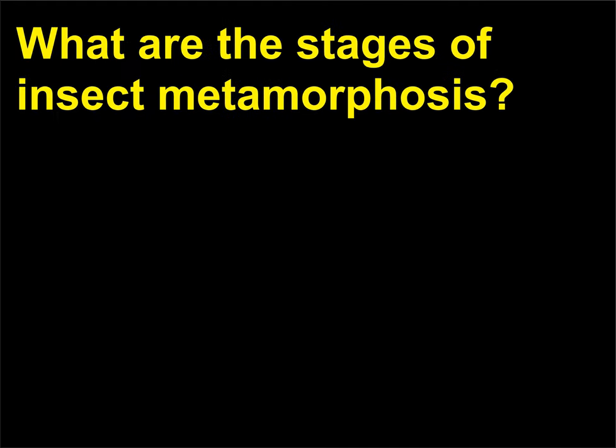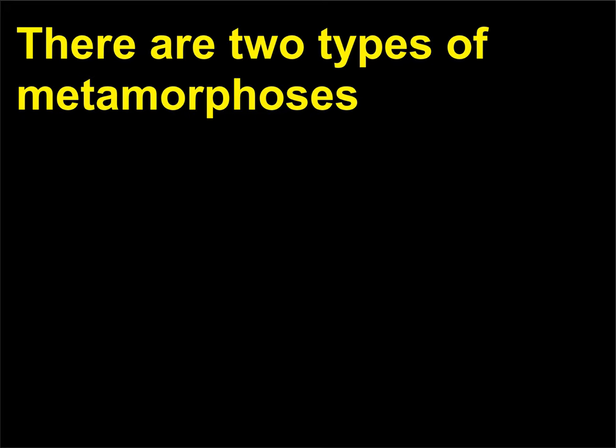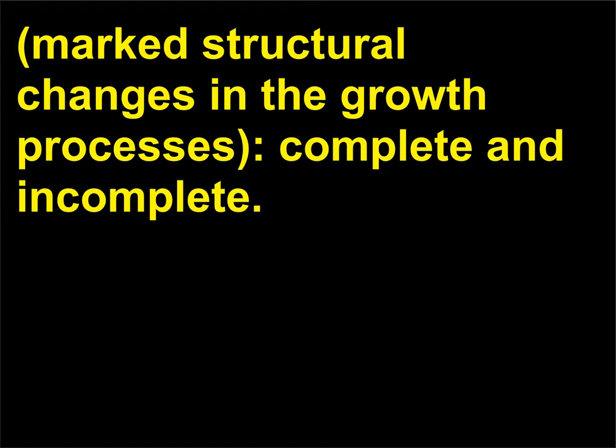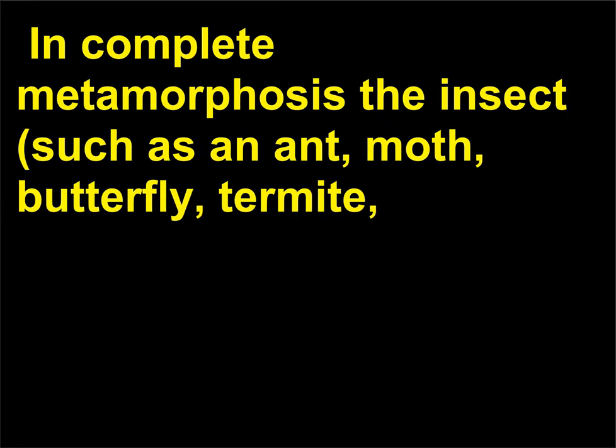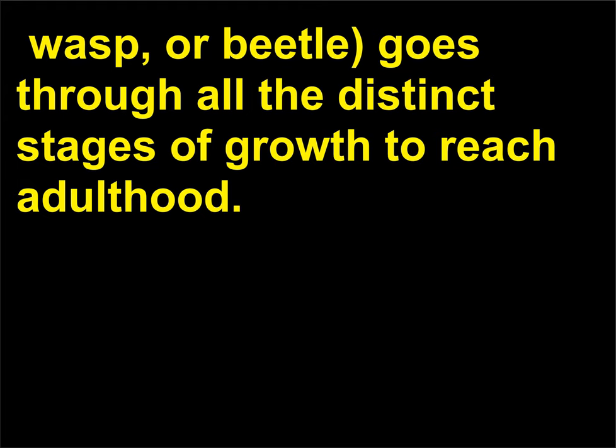What are the stages of insect metamorphosis? There are two types of metamorphoses, marked structural changes in the growth processes: complete and incomplete. In complete metamorphosis, the insect, such as an ant, moth, butterfly, termite, wasp, or beetle, goes through all the distinct stages of growth to reach adulthood.